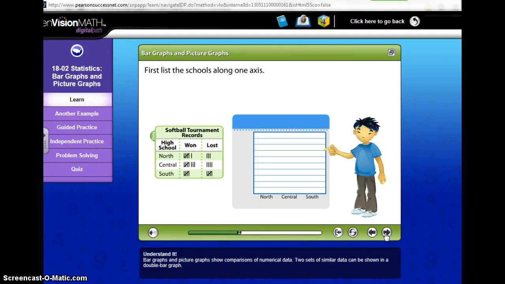Well, they would take this graph, and the first thing that they would do is they would list the schools along the axis. This is the x-axis. It goes side to side. So the 3 schools are listed here. Now we have to make a scale along the side. That scale is going to be numbers, but again, the y-axis, because that's the up and down one.